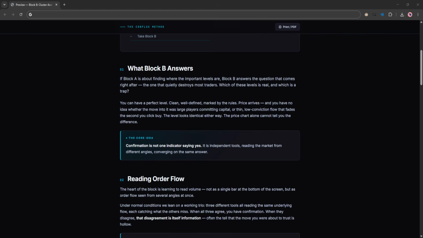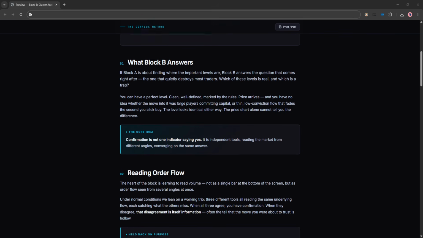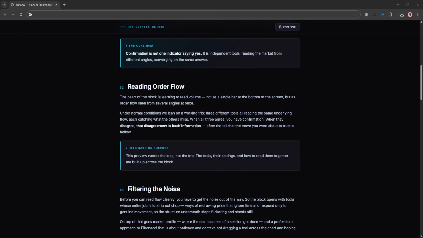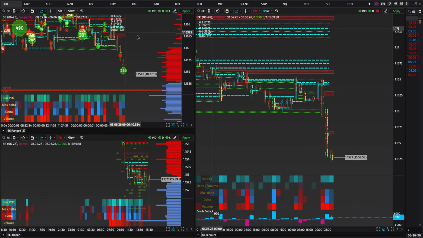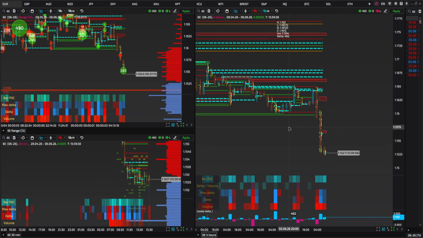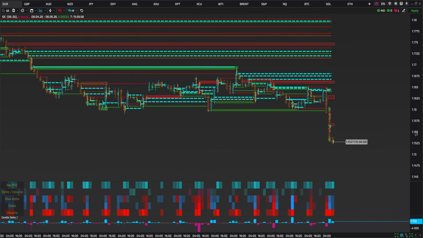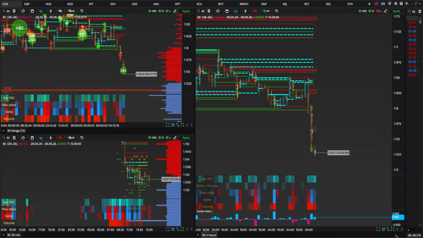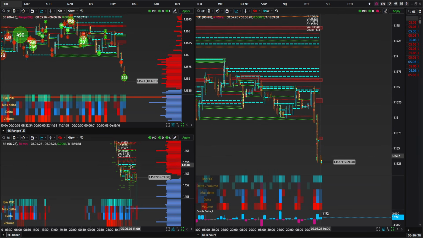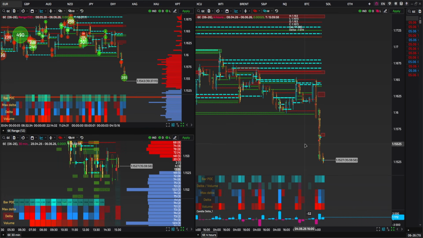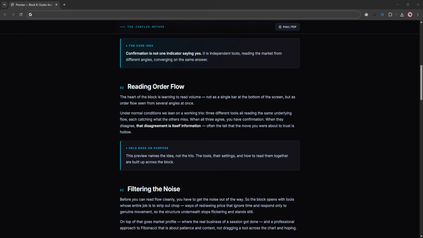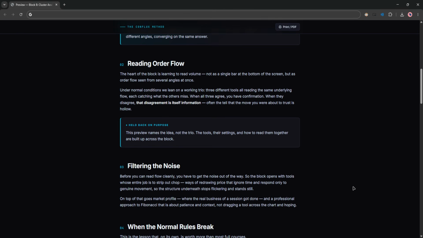Block B can. The core of this block is learning to read volume, not as a single bar at the bottom of your screen, but as order flow seen from several angles at once. There is a working trio we lean on under normal conditions. 3 different tools, all reading the same underlying flow, each one catching what the others miss. When all 3 agree, you have confirmation. When they disagree, that disagreement is itself information. It is often the tell that the move you are about to trust is hollow.